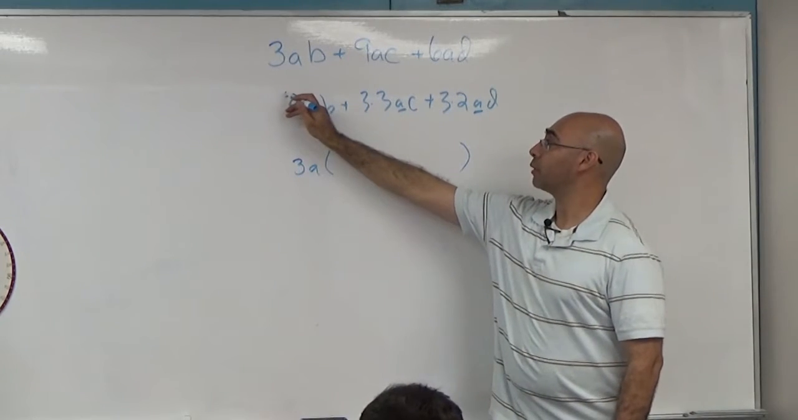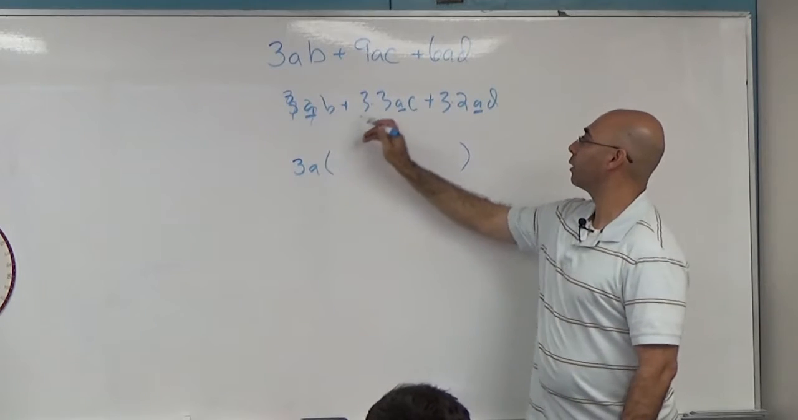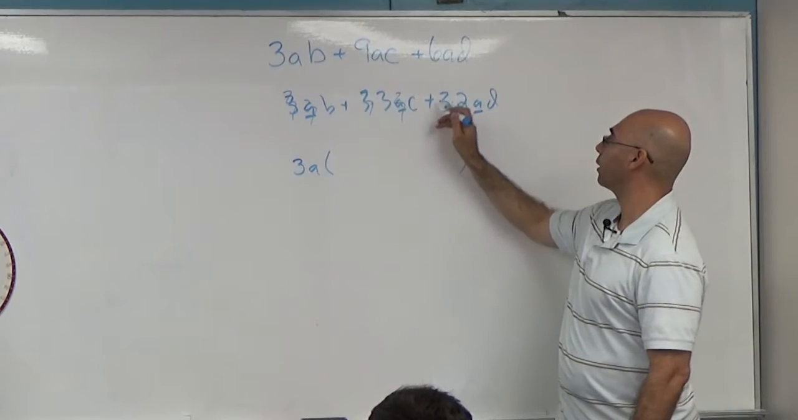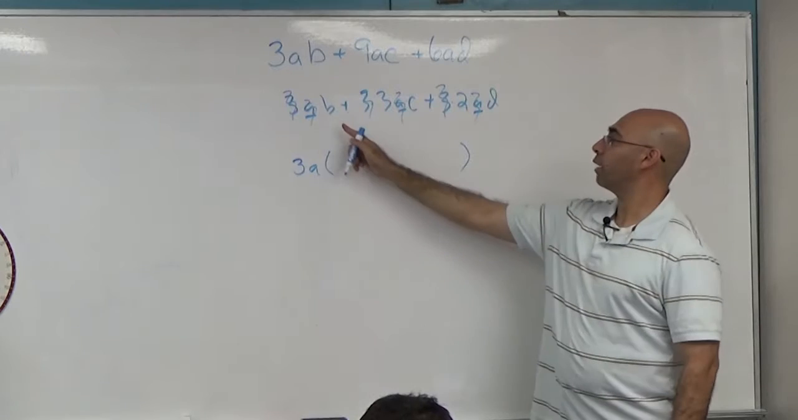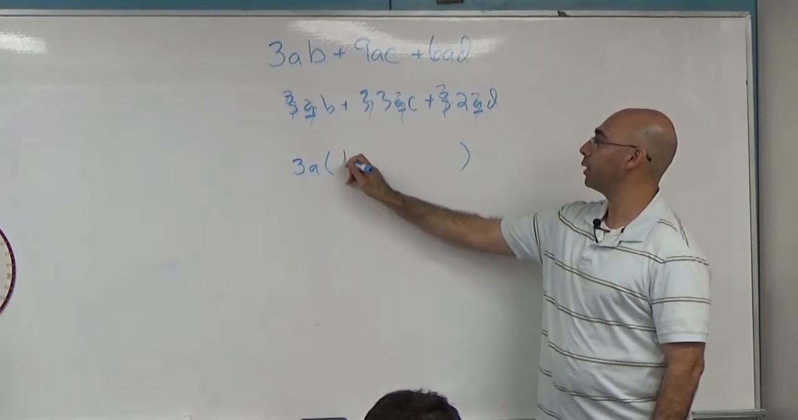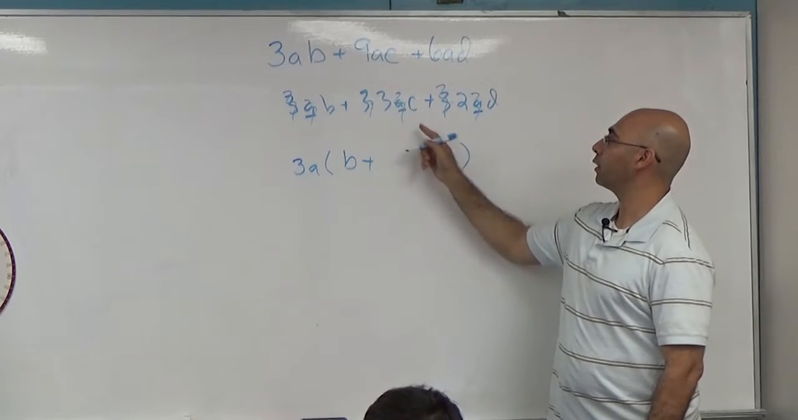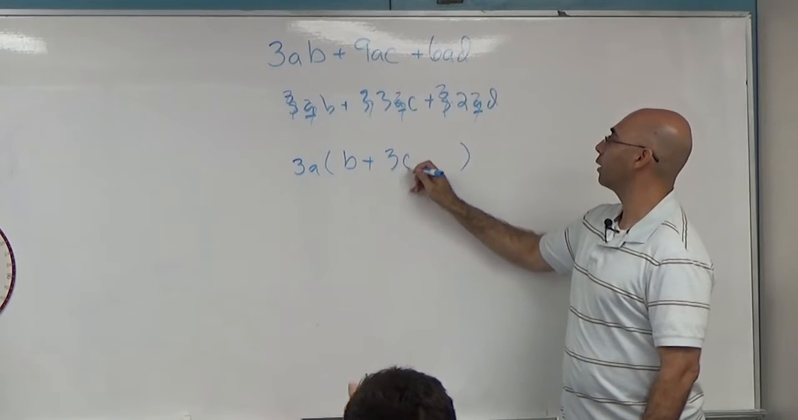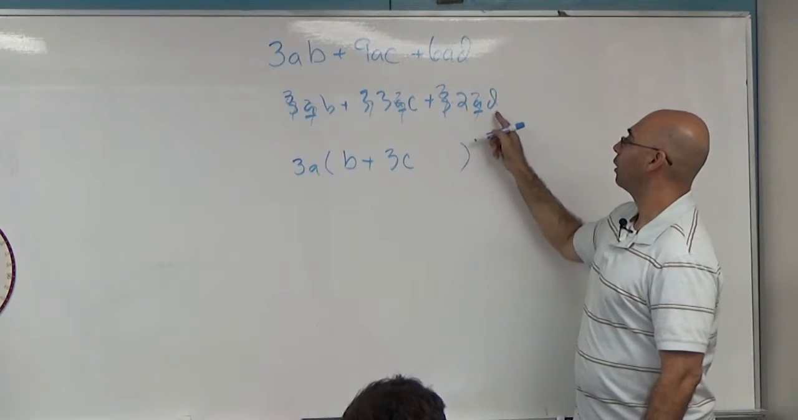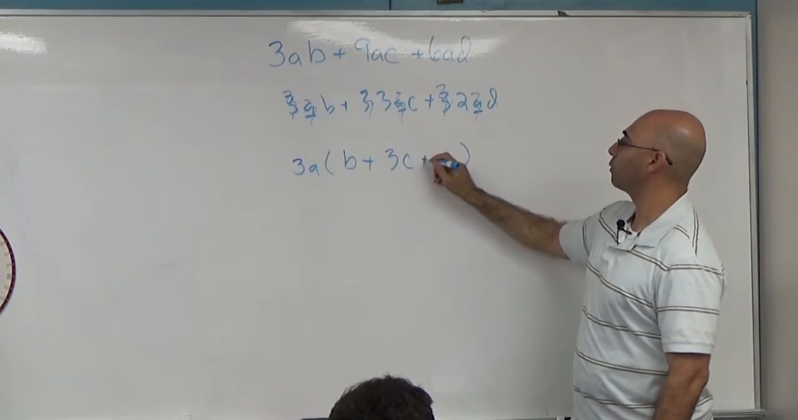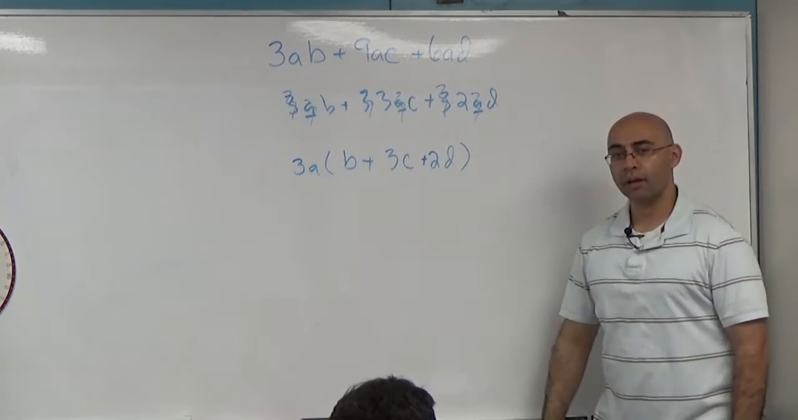So I'm going to take out the 3 and the a. What do I have left here? B. I have a b. What do I have left here? A 3c. What do I have left here? 2d, and that's a positive 2d. It is now factored.